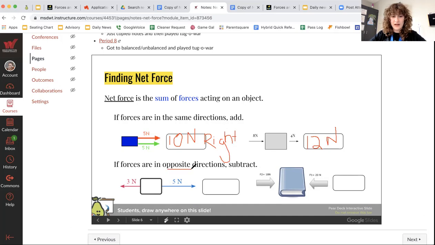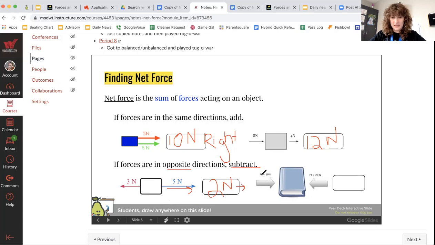Now, if forces are in the opposite direction, subtract. So these are going in the opposite direction, 3 and 5. So I'm going to take the bigger number minus the smaller number. 5 minus 3 equals 2 newtons. Very good. And which direction? Which direction is stronger? Again, it's the right. So it's going to be 2 newtons to the right.